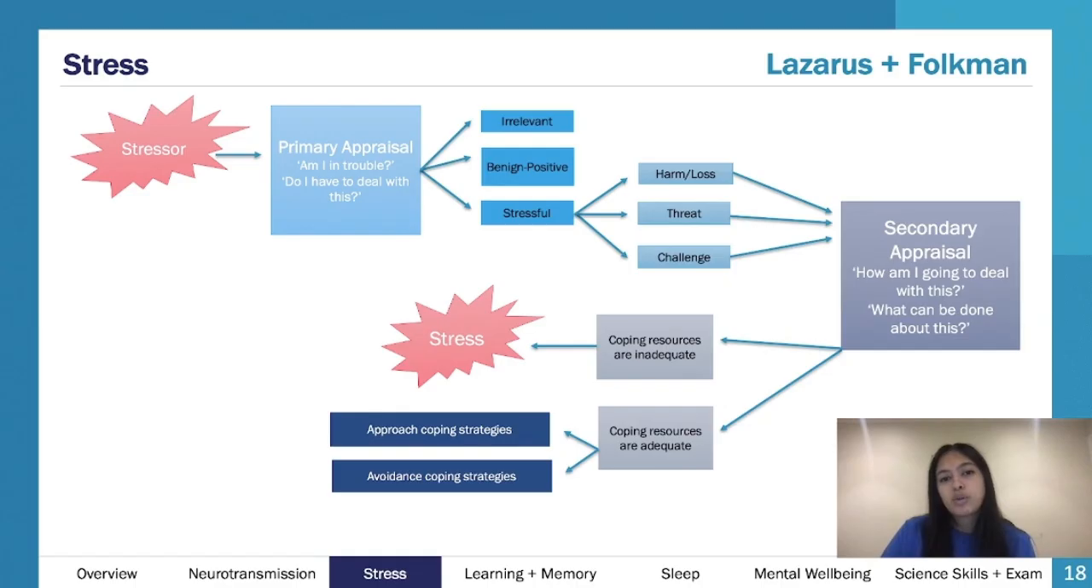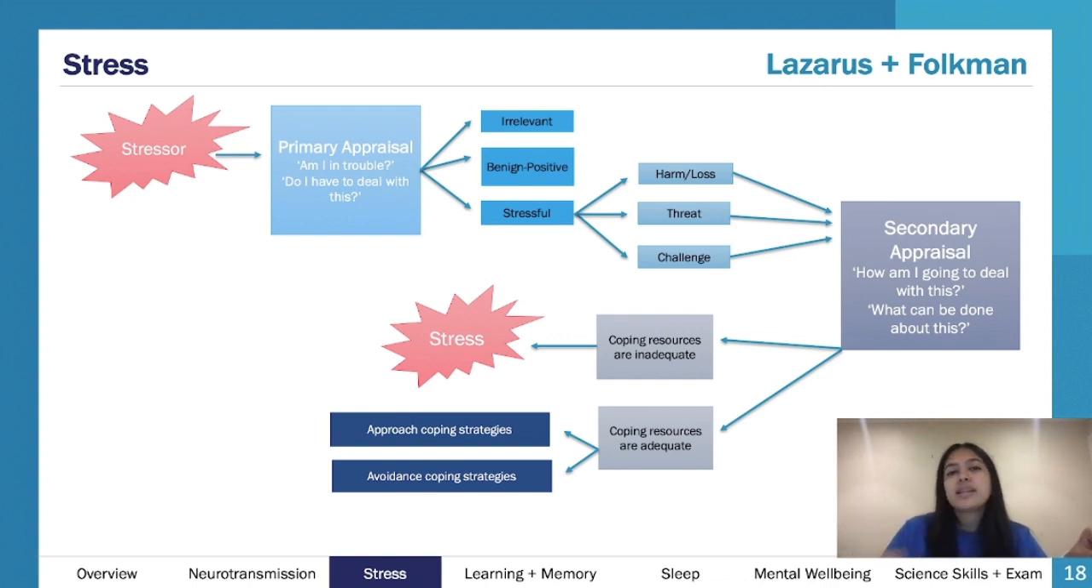Whereas the transactional model says, we've all got different experiences. We've all got different coping methods and coping resources. We're going to interpret things differently. So you've got your stressor, and you do your primary appraisal. You're basically figuring out, is this stressful ultimately? Is this something that I actually care about? Is this significant? That's your primary appraisal.